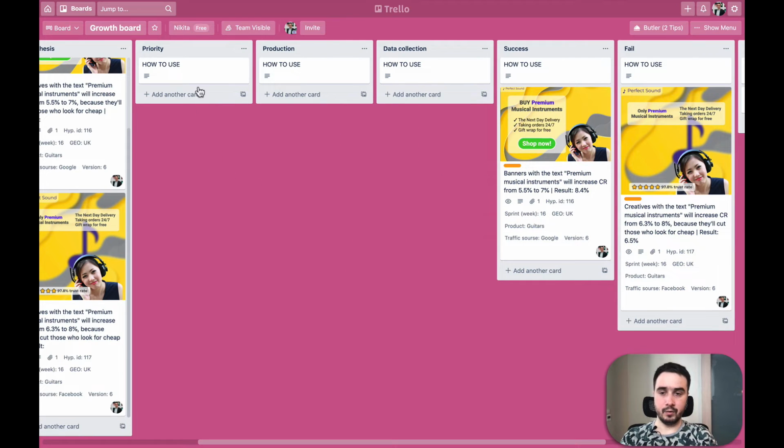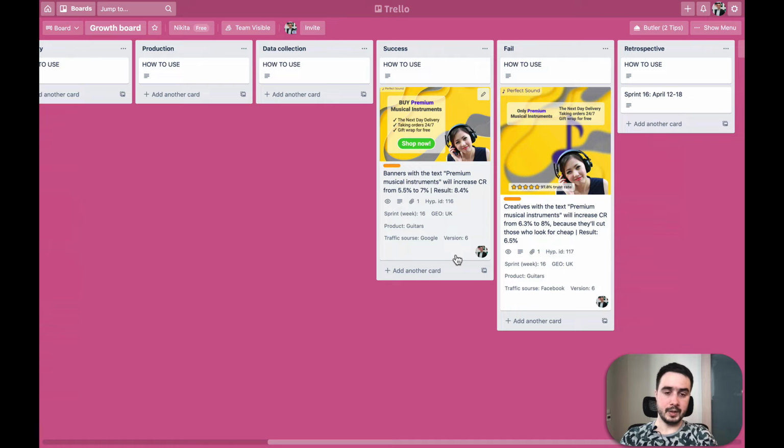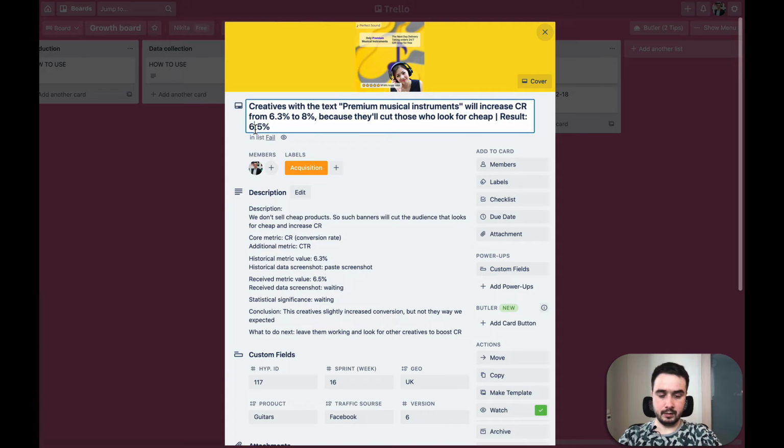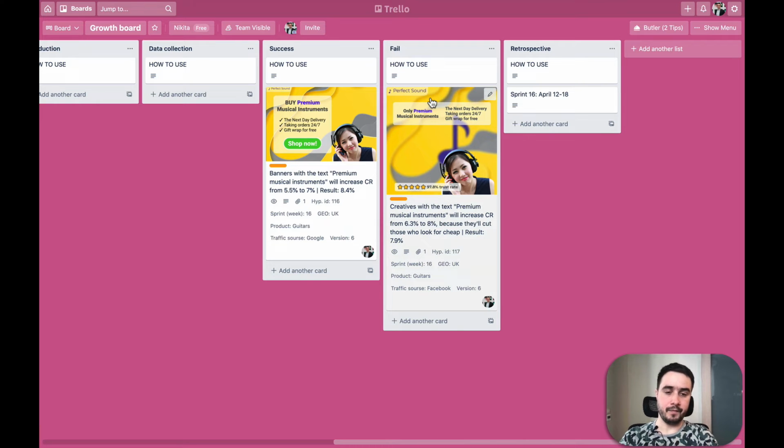After each card moved from one column to another, we see that we have conversion rate 8.4% at Google. So we see that it is bigger than the 7% that we wanted, and this means that we have a successful hypothesis. And the other one got conversion rate 6.5. This is more than the 6.3 that we had before, but it's not 8%. This means that we mark this hypothesis as a failed one. Even if we get 7.9%, we still put it into the fail column.